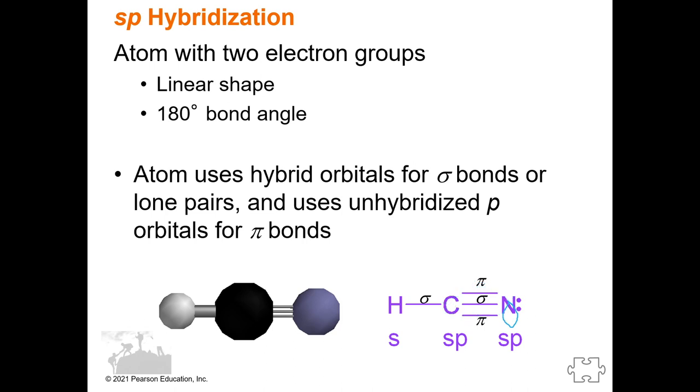Okay, so now let's take a look at the second pi bond. We're going to need another set of p orbitals to create another overlap. So when we have a triple bond, remember that one of those bonds is going to be sigma. The other two are going to be pi bonds.